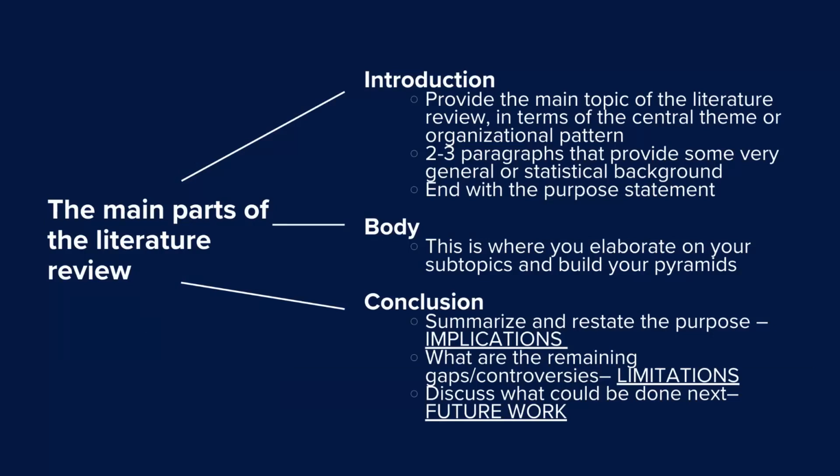Okay. So we talked about paragraph writing, but let's talk about the actual body of the literature review, right? So we're going to take all those paragraphs and we're going to build them up. There are 3 main parts to a lit review, much like there are to maybe essays that you wrote when you were an undergrad, if you remember those, or if you're a creative writer. These 3 parts, the introduction, body, and conclusion, are similar across almost all styles of writing. So when you're writing a lit review, you want to have a clear introduction. That introduction should provide the main topic of the review in terms of the central theme or the organizational pattern.